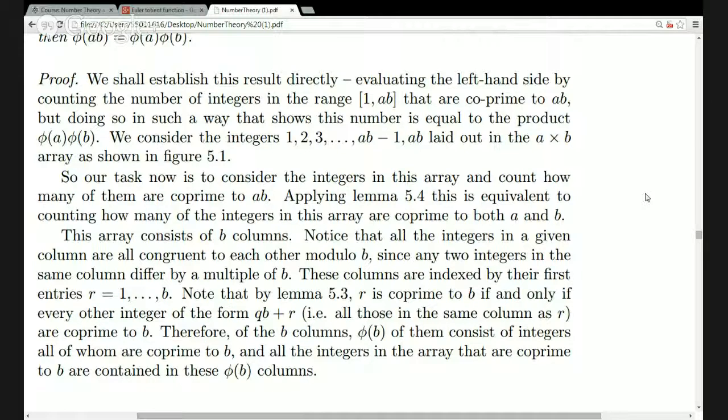I don't think we're going to have time to finish this, but let's just say a little bit more about that array. The way we've laid it out, the array consists of b columns. When you focus on one column, say the first column there, you've got 1, b plus 1, then 2b plus 1, running down the first column, then 3b plus 1. All of those numbers are congruent to each other modulo b, because they're all a multiple of b plus 1. So all the numbers in the first column are congruent to 1 modulo b.